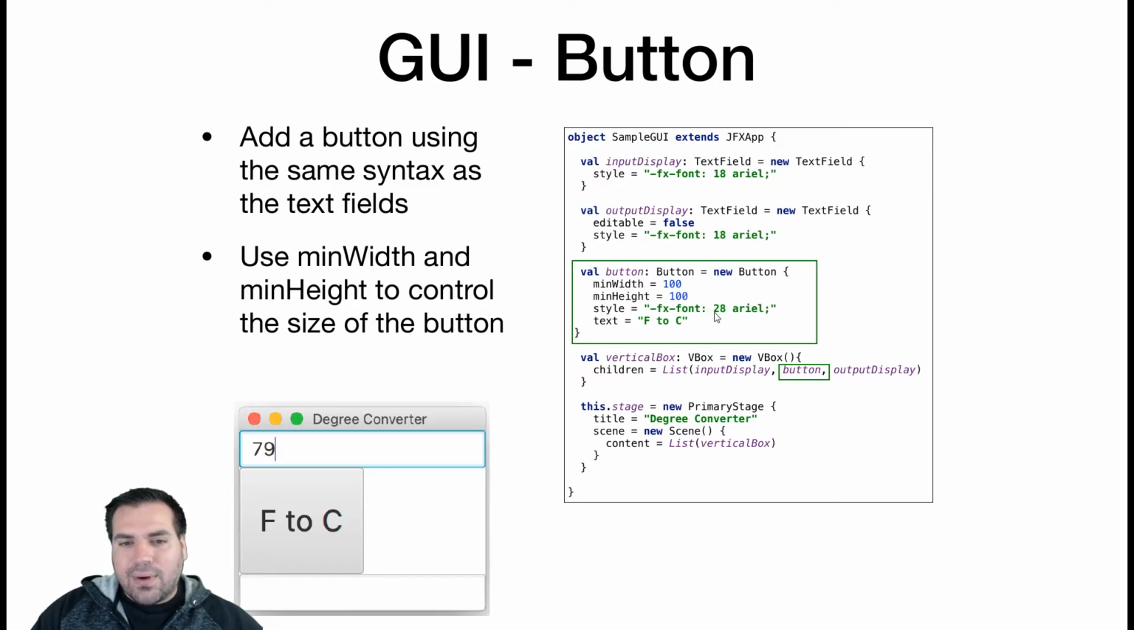The style, I want a bigger font here. And then the text that's going to appear on the button. And then I'm going to add that button wherever I want it to appear vertically on this GUI. So I want it to appear right in between the two text fields. So I put it right in between, and it's going to show up right in between vertically with no gaps in between here. I believe VBox has a gap or a padding variable if you want to space those out a little bit. I kind of like them right on top of each other, at least for the apps that I'm going to show.